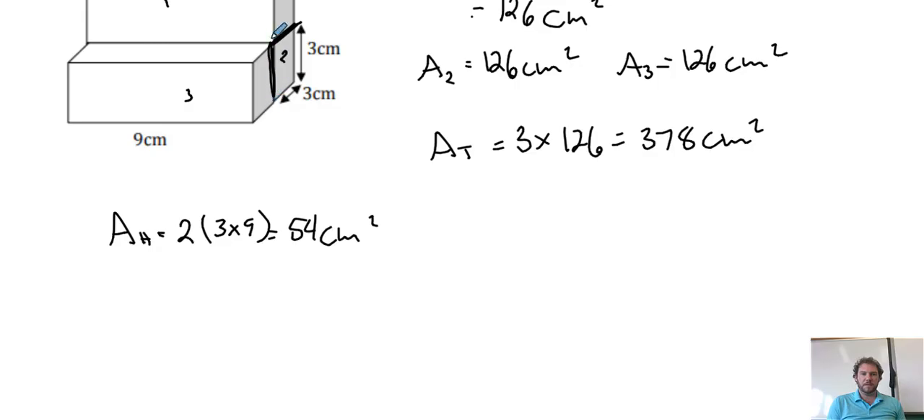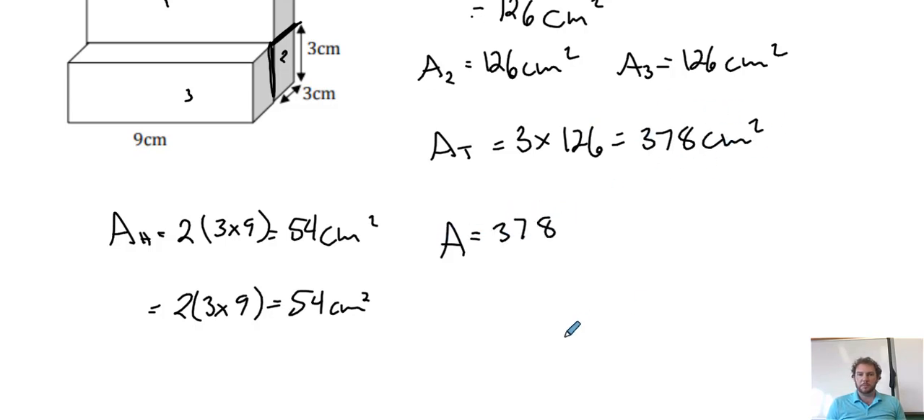And then again, for this one down here, for prisms 3 and 2, they have two rectangles that are coming together, one from prism 3 and one from prism 2. So again, it's 2 times the area of those rectangles, so 2 times 3 times 9. So what that means is that the surface area, my final answer, is going to be the 378, right?